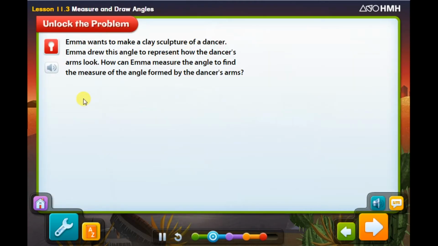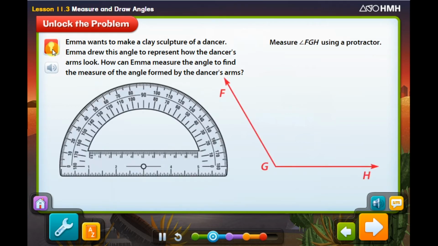Let's help Emma measure an angle. Emma wants to make a clay sculpture of a dancer. Emma drew this angle to represent how the dancer's arms look. How can Emma measure the angle to find the measure of the angle formed by the dancer's arms? Let's unlock this problem. Measure angle FGH using a protractor. A protractor is a tool for measuring the size of an angle. Let's measure angle FGH using a protractor.